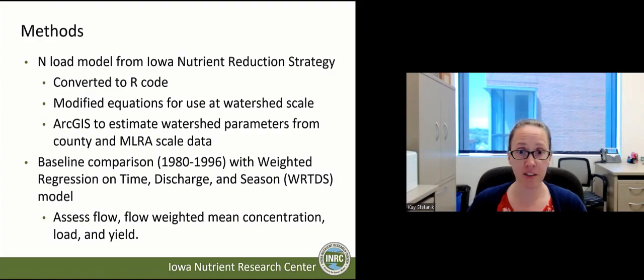We made some minor modifications for equations to use at the watershed scale. And this was really small scale changes to make sure we were pulling data from the appropriate places. So for the original model, since it was done on the MLRA scale, in some equations, we had to pull in area of MLRA. When we're working on the watershed scale, pulling in area of MLRA doesn't really work. So we had to modify those equations so we were pulling data from the appropriate sources that match with the scale of the data we're putting into the model.